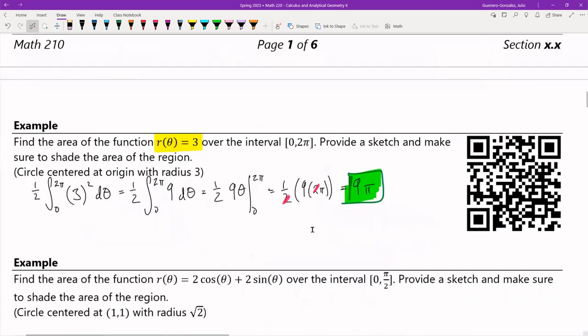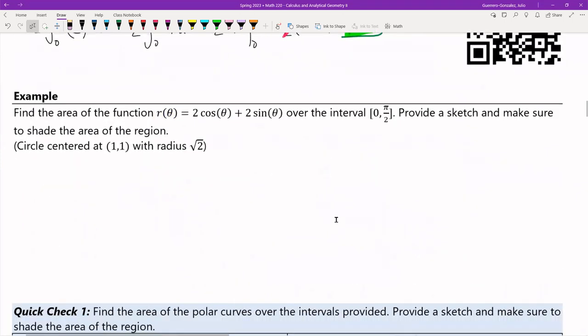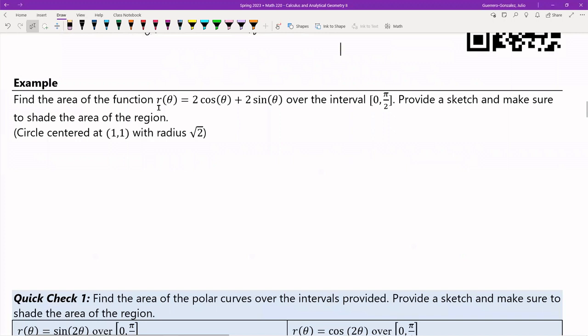Let's go ahead and move on to another example. So now, what I've got here is the area of a function. Here's my r of theta, and it's wanting to do it over 0 to pi over 2. So first of all, provide a sketch and make sure to shade in the area of the region. I'm giving you guys the Cartesian version of it here. It's a circle centered at (1, 1) with radius of root 2.